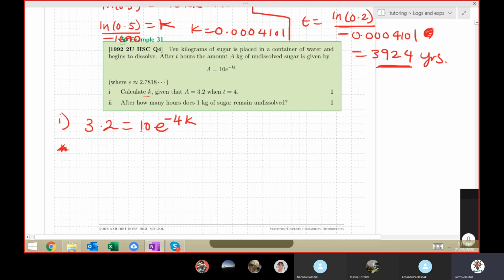Same thing. You just said it. What do I do with this 10 then? Take it to the other side. How? Divide 3.2 by 10. Would that work? Yeah, of course. 3.2 divided by 10 is 0.32. Then that leaves us with an individual exponential. What do you do now? Would you log both sides? Yeah.